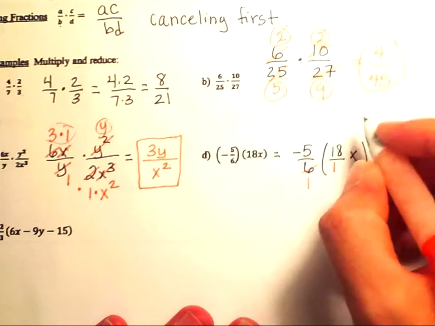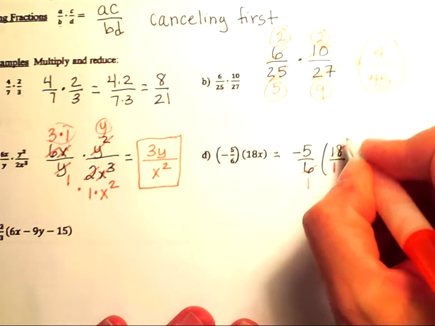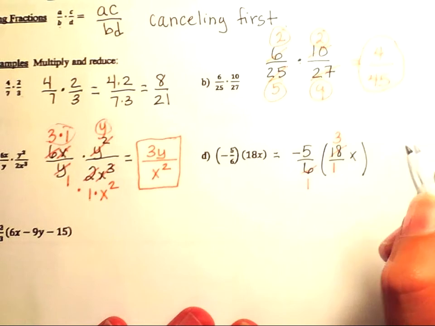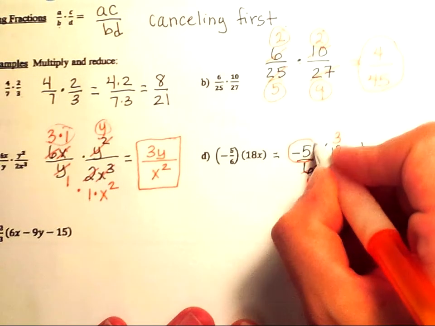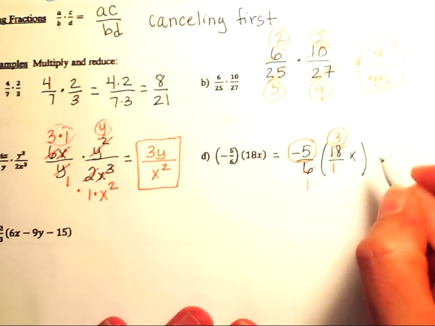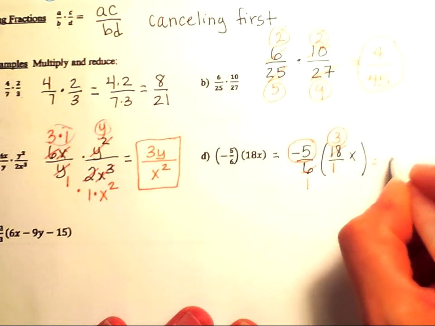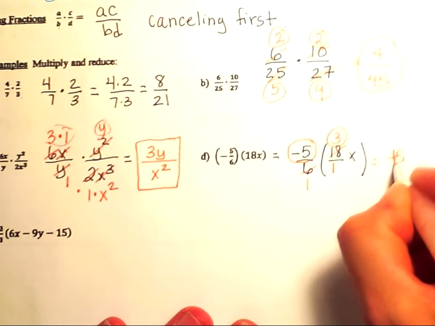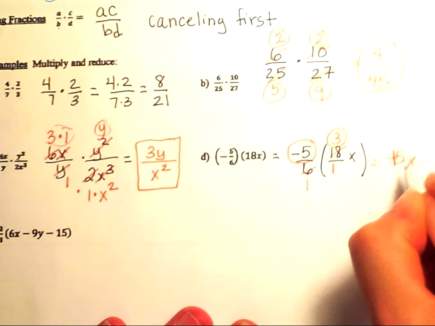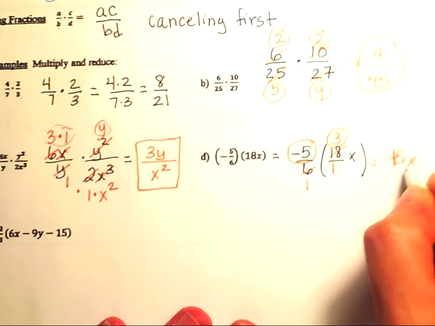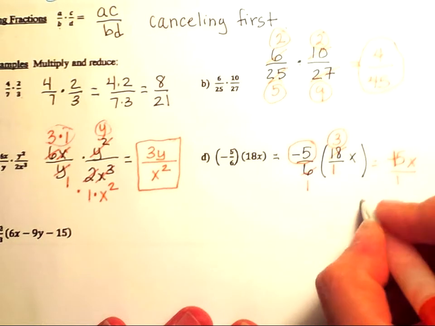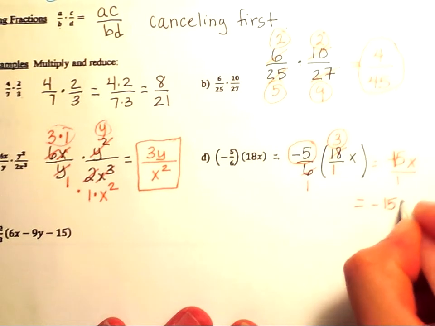6 goes into itself 1 time, and 6 goes into 18 3 times. So up top we're left with negative 5 times 3, which is negative 15. We have the x as well. And 1 times 1 is just 1. So we could write it as over 1, but that's just really negative 15x.